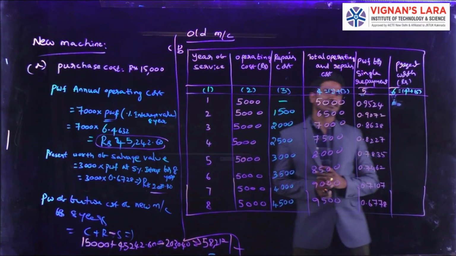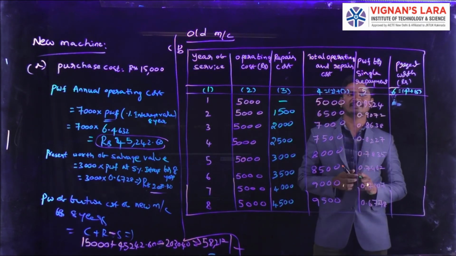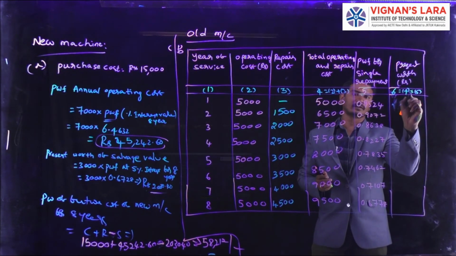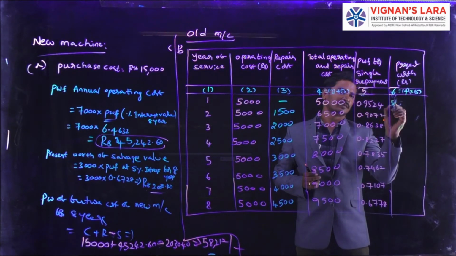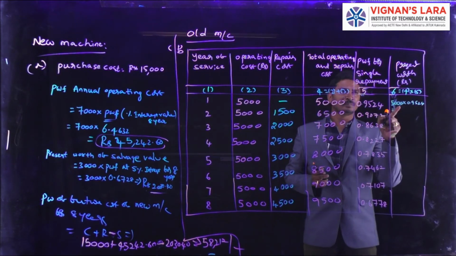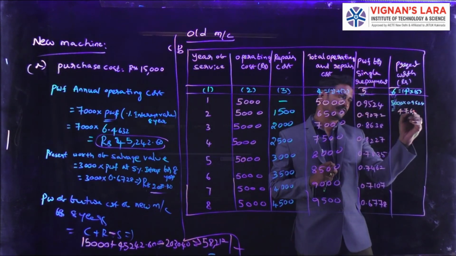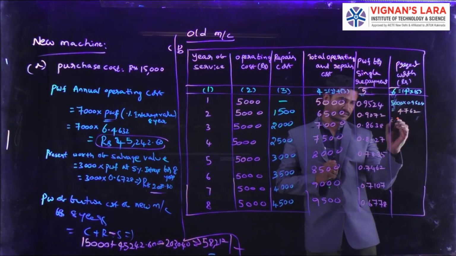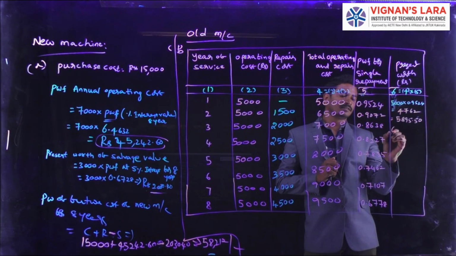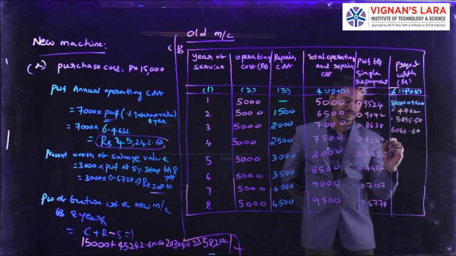Next, coming to the present worth. Here the present worth we take from the total operating and repair cost and the PWF for single payment. It means we have taken column 4 into column 5. Here column 4 we have 5000 into 0.9524. From this we get the present worth value. Present worth is 4762 for the first year. Next, coming to the second year, this is 5895.50. Next, third year 6046.60.